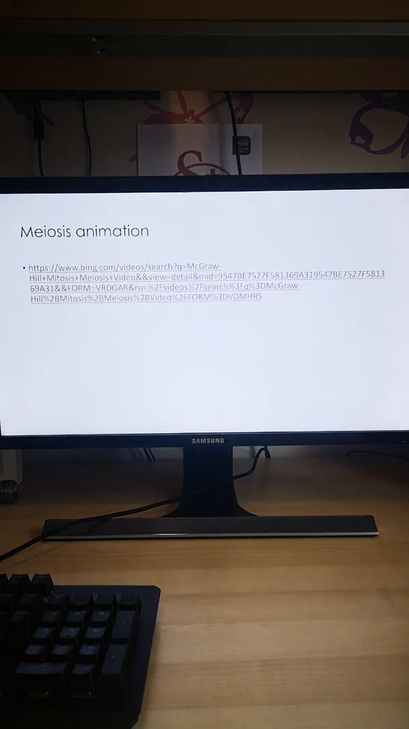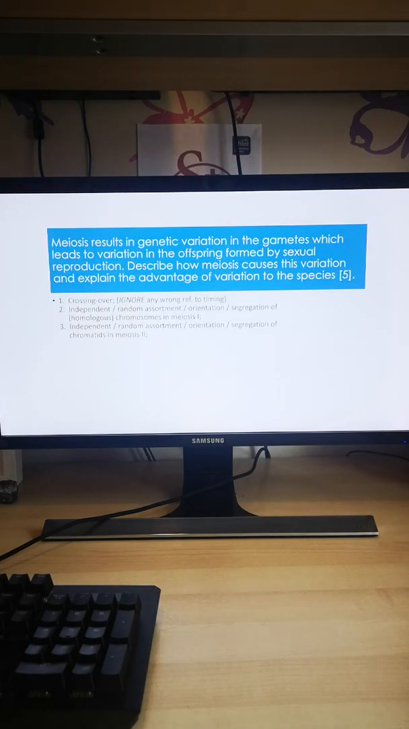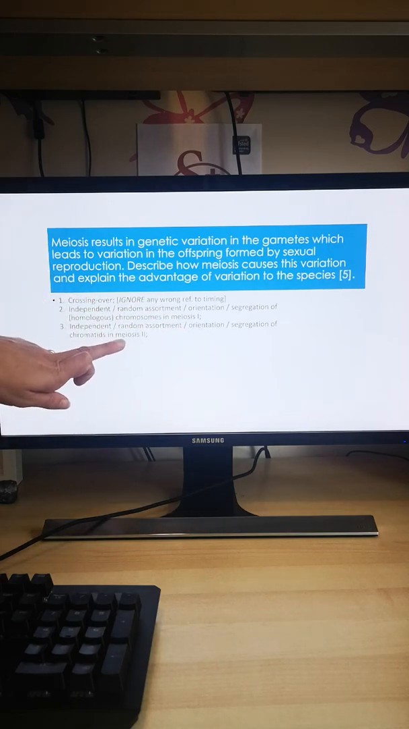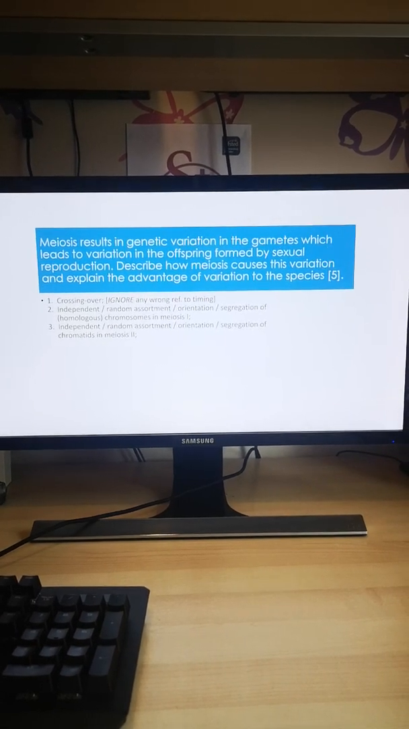So there's another mark point on this mark scheme saying you've also got some independent segregation of the chromatids in meiosis 2, in the second division. So that is further adding to the variation. You didn't have to have that, to be fair, but it's an extra mark point, and we always want an extra mark point. We never want to not give them the detail.